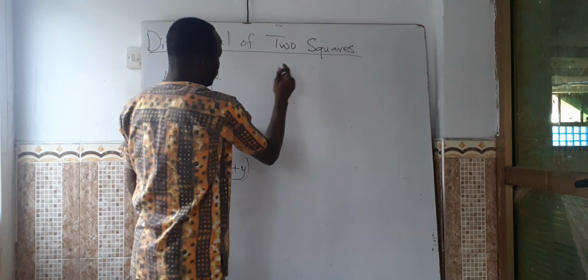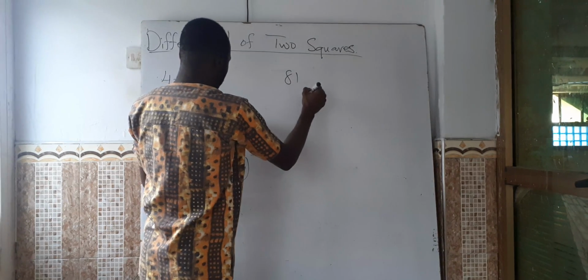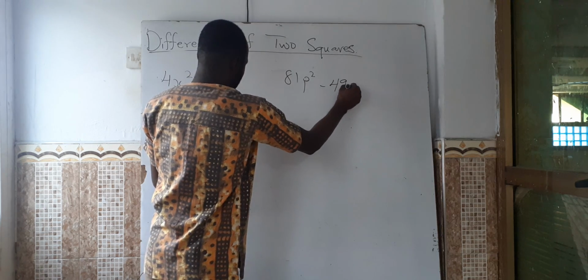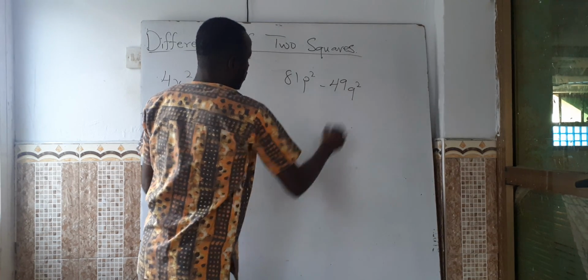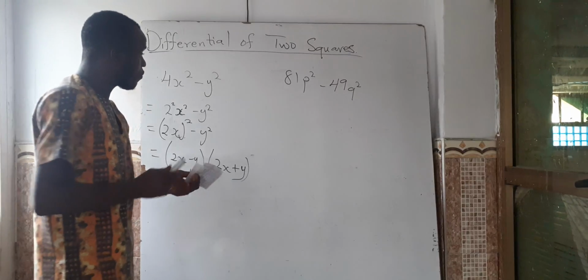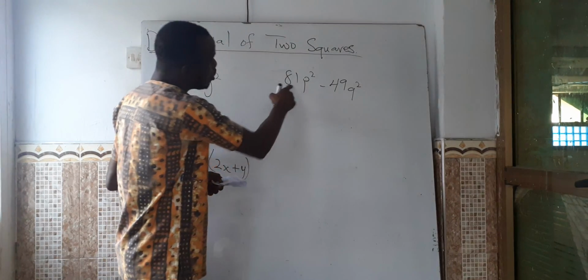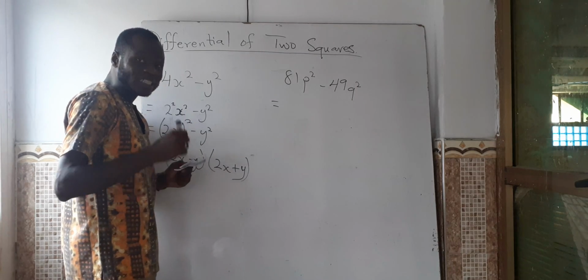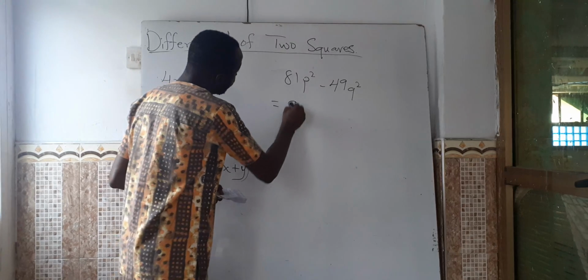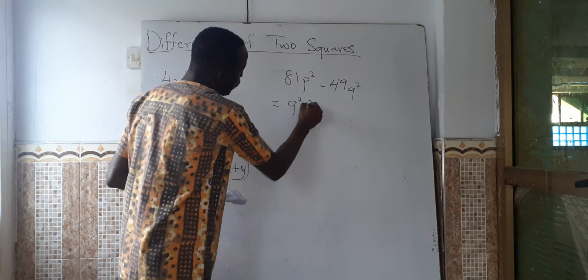81p squared minus 49q squared. So let's see how we can put this one in the difference of two squares form. So it will be equal to, 81 is a number. Can we get a perfect square of 81? Yes, which is 9. 9 squared will give you 81. So 9 squared, then we repeat the variable, which is p squared.